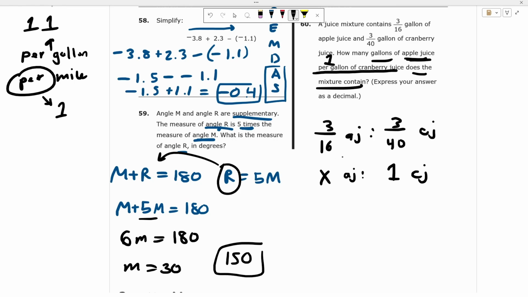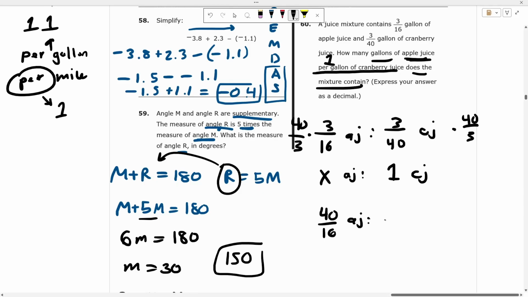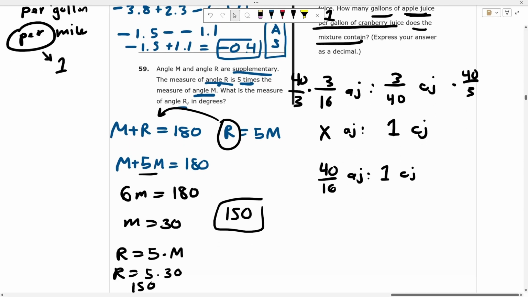So all you really need to do here is turn this ratio and make one of the terms 1. Specifically, you need to make this 3/40 into 1, so you can multiply by 40/3 on both sides. Multiply by 40/3 on both sides, you get that 40/16 gallons of apple juice is needed for 1 gallon of cranberry juice. And that simplifies into 2.5.